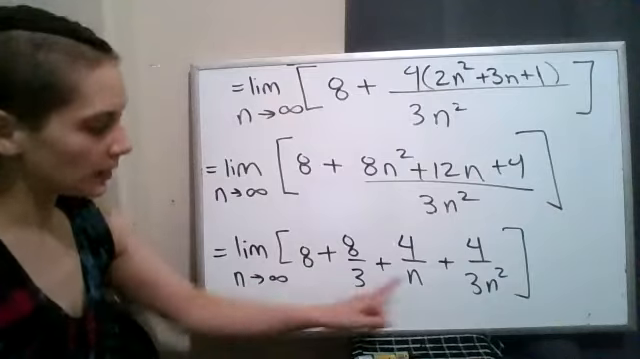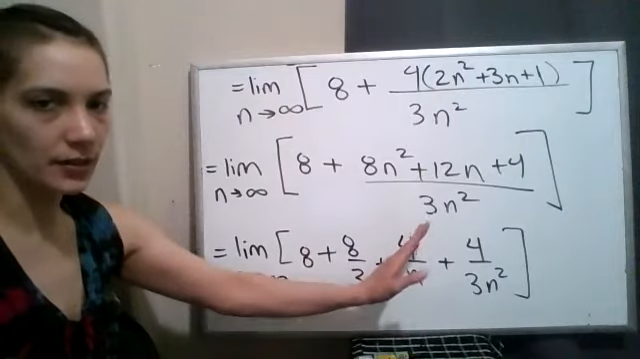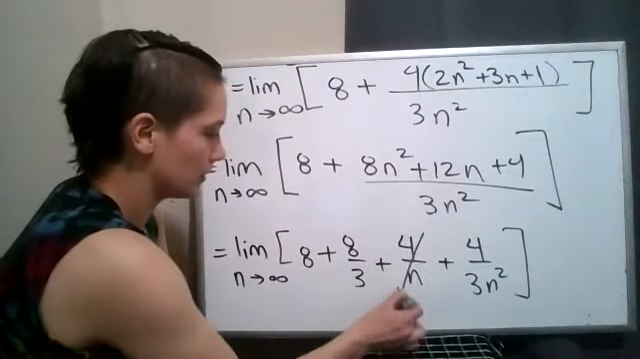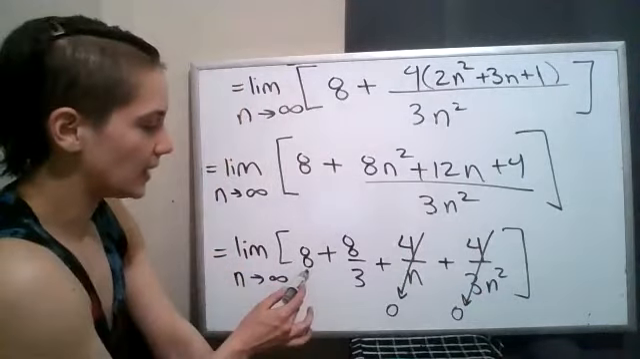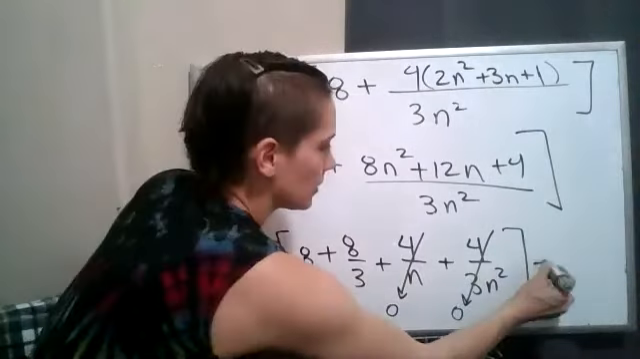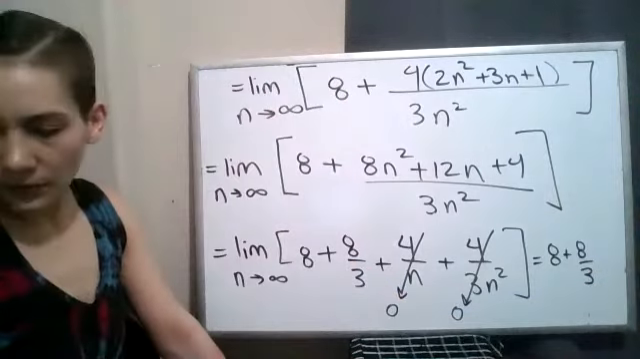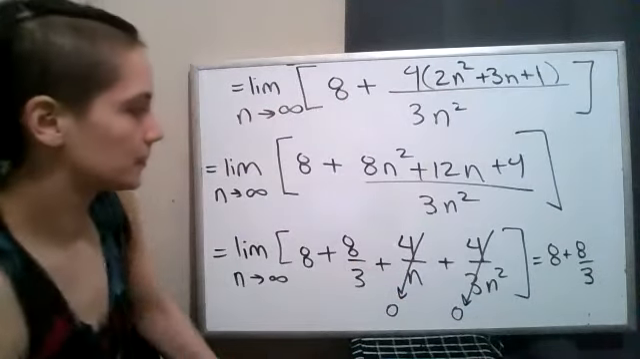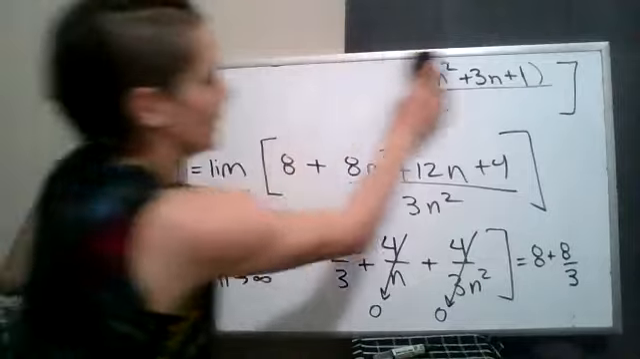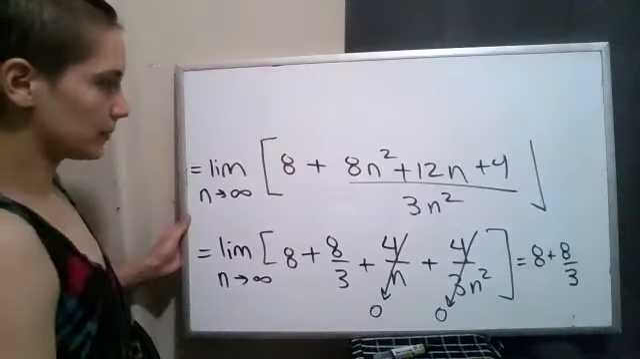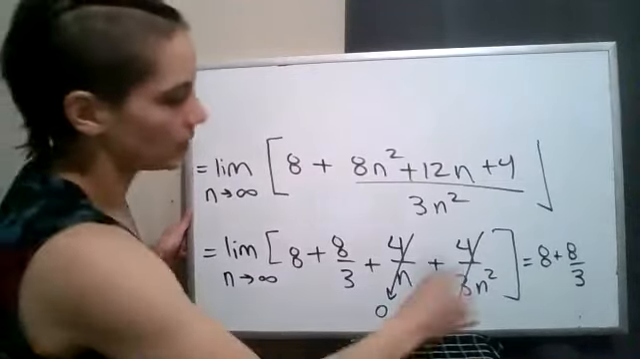As n goes to infinity, this fixed number over that number growing bigger and bigger goes to 0. Same thing here. So we've got 8 plus 8 thirds, which is 32 over 3. And I think I'm going to write it as just finish. We're done.